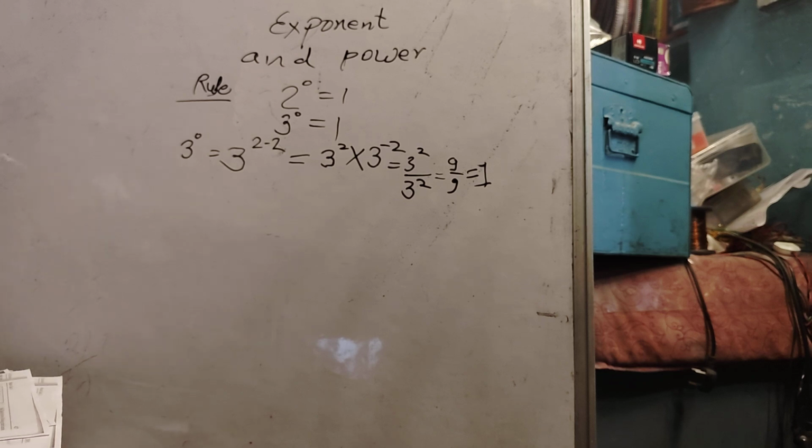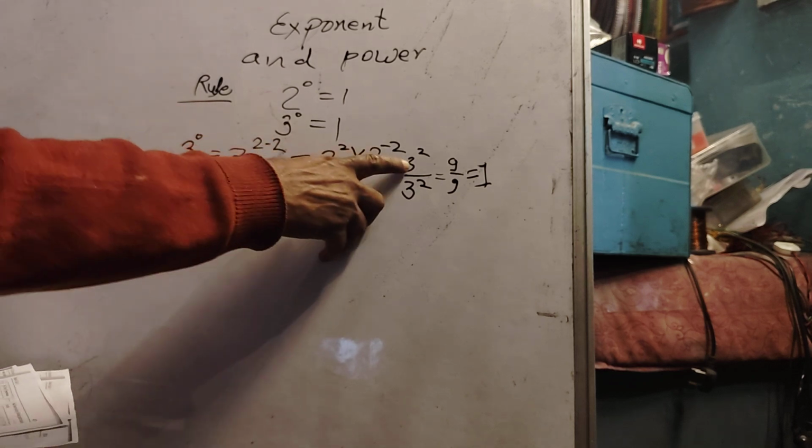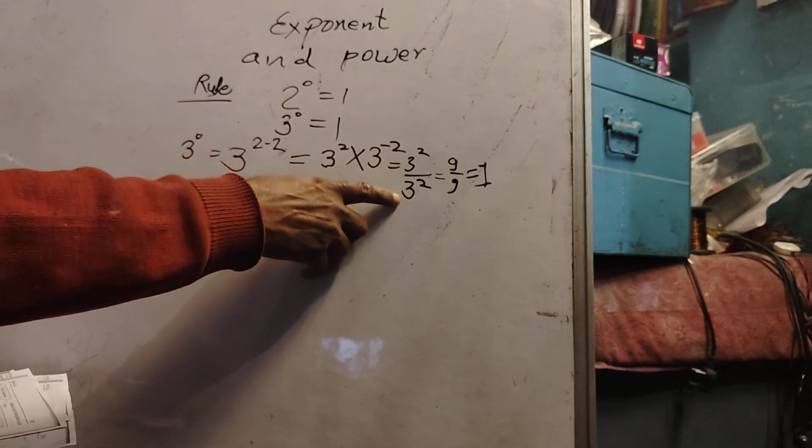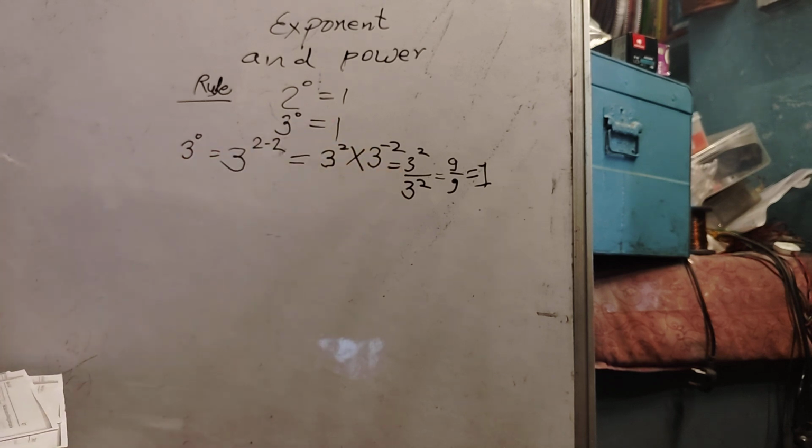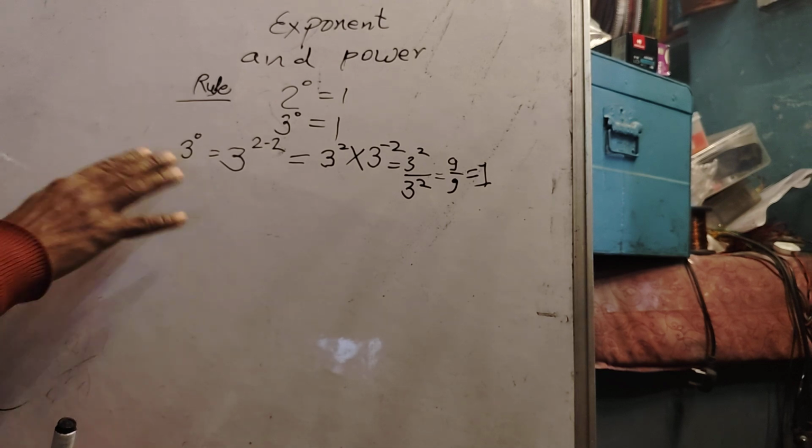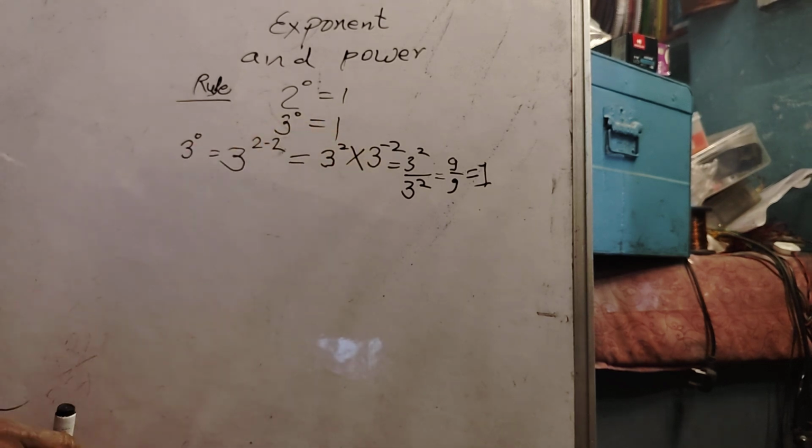Or we can say the same number divides the same number. It means 3 square divides 3 square. The same number divides the same number, it gives us 1. So here is the proof that any number whose power is 0 is equal to 1.